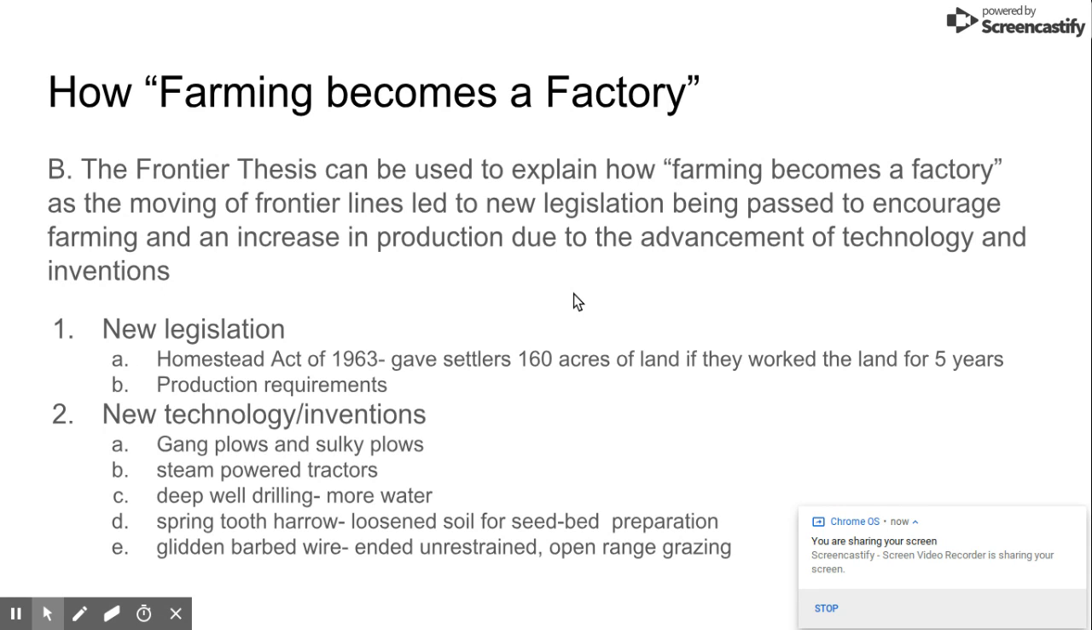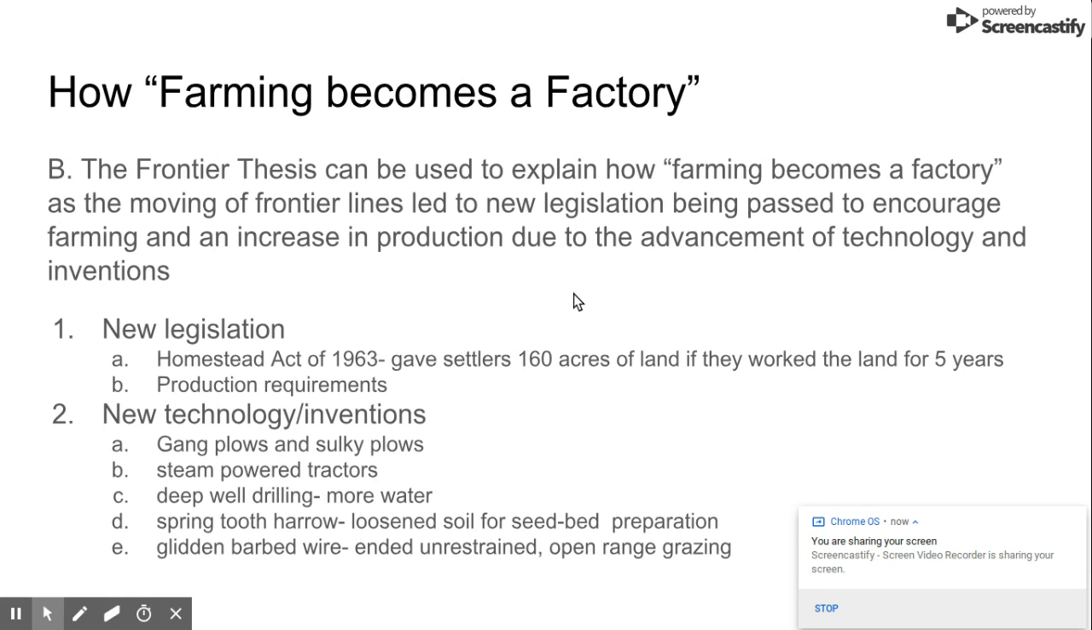These acts were impacted by the frontier thesis because the frontier thesis argued for the push west, and by incentivizing new settlers to move west and giving them these new opportunities to start a new life as a farmer. This kind of moved more people west.